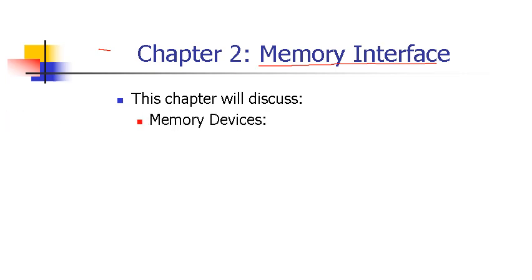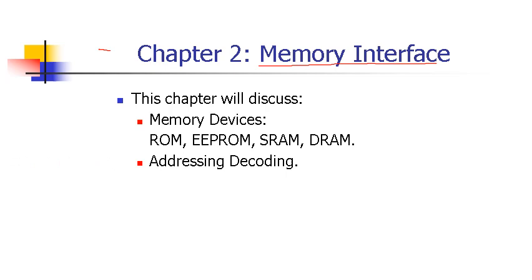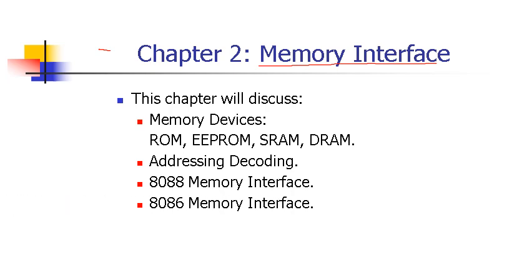comprehensively how to deal with memory devices, different categories: ROM, E squared PROM, static RAM, and dynamic RAM. And we'll know the necessity of decoding an address, what address decoding means, and we'll see how to interface memory to the 8088 processor as well as to the 8086 processor.